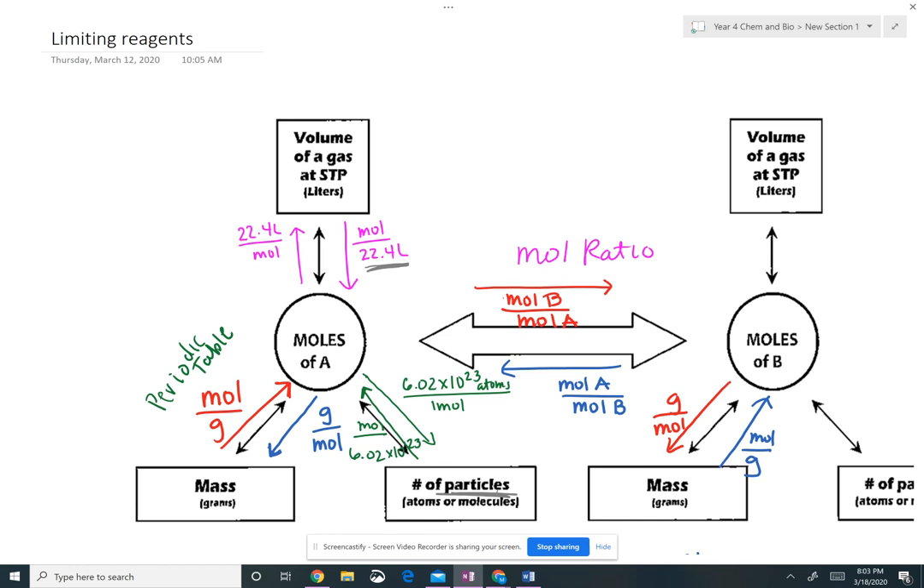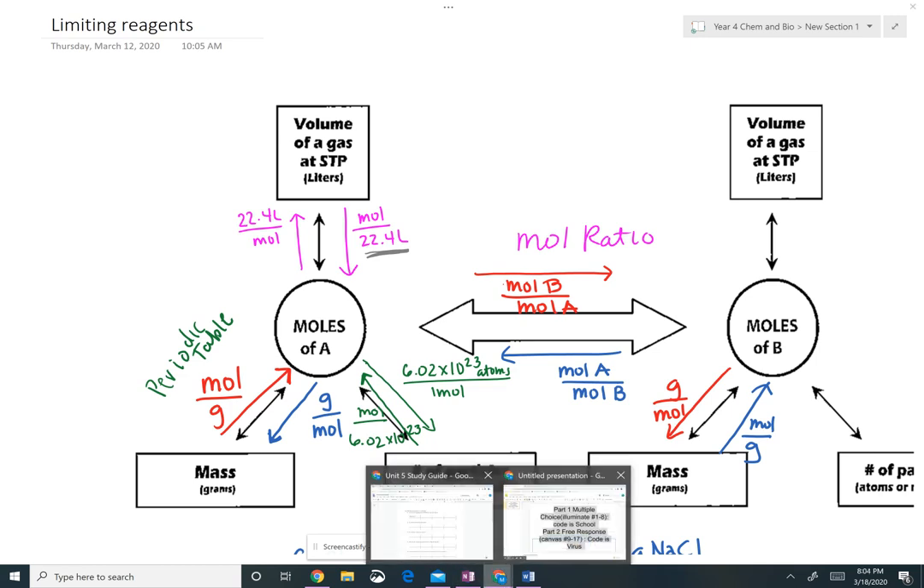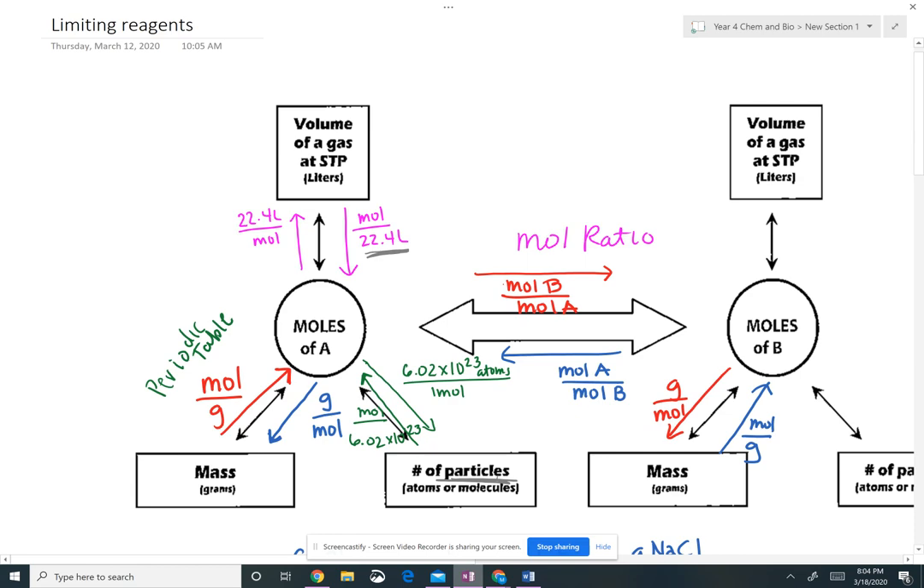The biggest thing that I want you to notice is that we only use a periodic table for grams. If your problem does not have grams in it, you do not need to use the periodic table. Most problems do have grams in them, so you'll use it for about 80% of the problems, but not always.